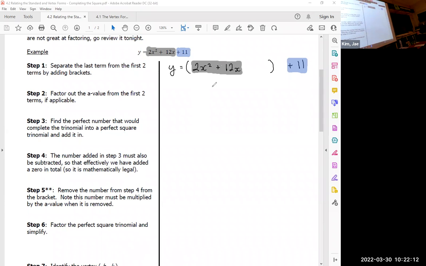Step 2, do you see this bracket? Please common factor just the coefficient, not the x, just common factor the coefficient. In other words, divide out the 2. So 2 divided by 2 is 1, 12 divided by 2 is 6.